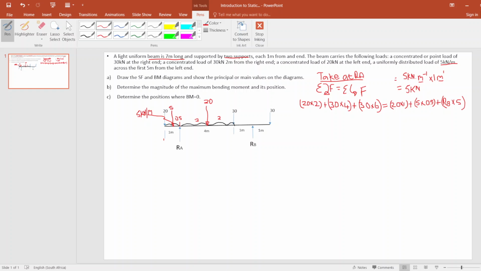And we get our answers as 40 plus 30. I'm having RB equals to 340. The 340 is all this side: 20 multiplied by 2 plus 30 multiplied by 4 plus 30 multiplied by 6. Then it will be minus.